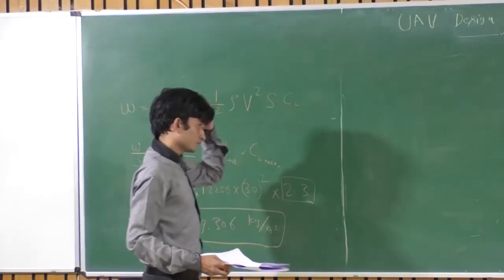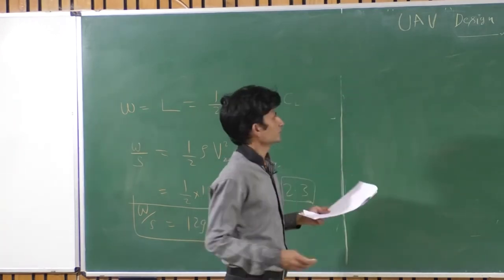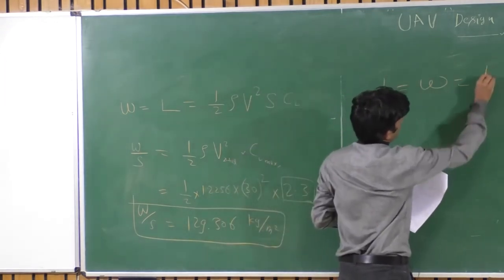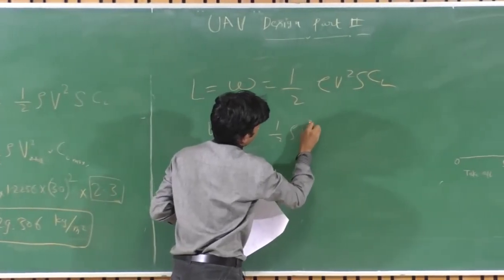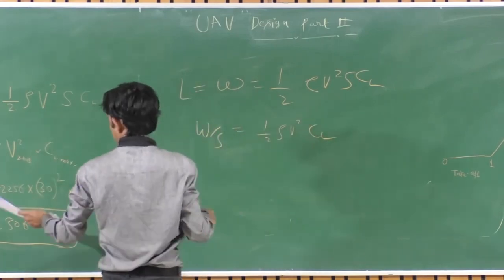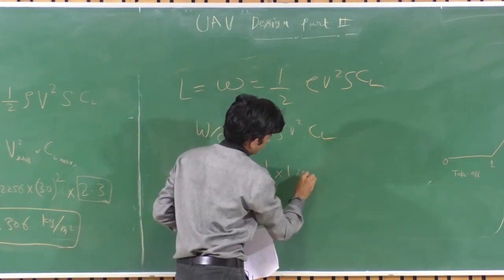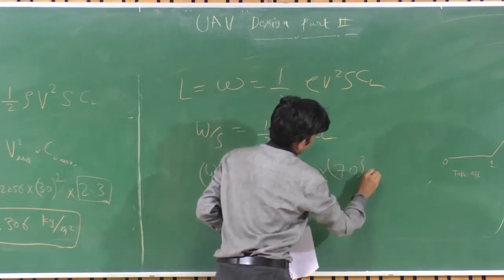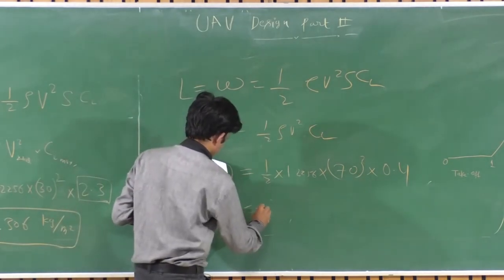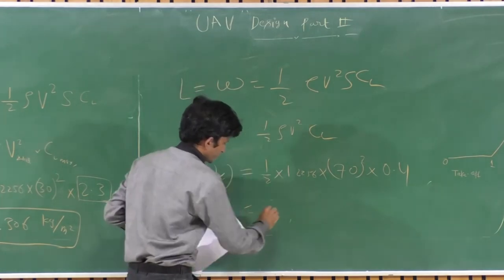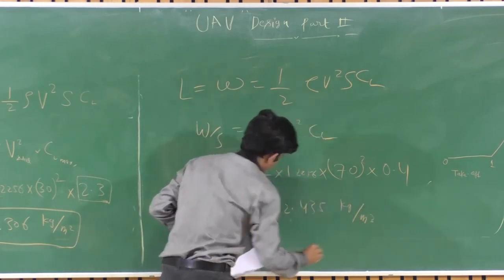So let's say we are cruising from 2 to 3, and our design speed is 70 meters per second, and our design CL is 0.4. So just rewrite the equation again: half rho V square S into CL. W by S will become half rho V square CL, okay? Now W by S at your design speed, you are flying at sea level, your design speed is 70, at this design speed your CL is 0.4, okay? So you will get the wing loading approximately. Here if you calculate, you will get Newton, you just divide by 9.81, you will get 122.435 kg per meter square.